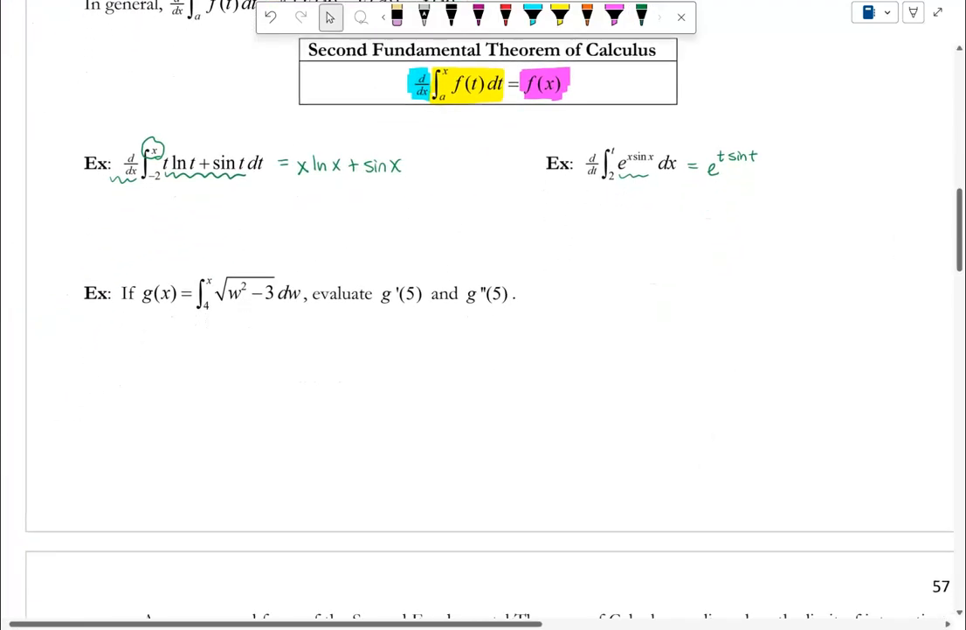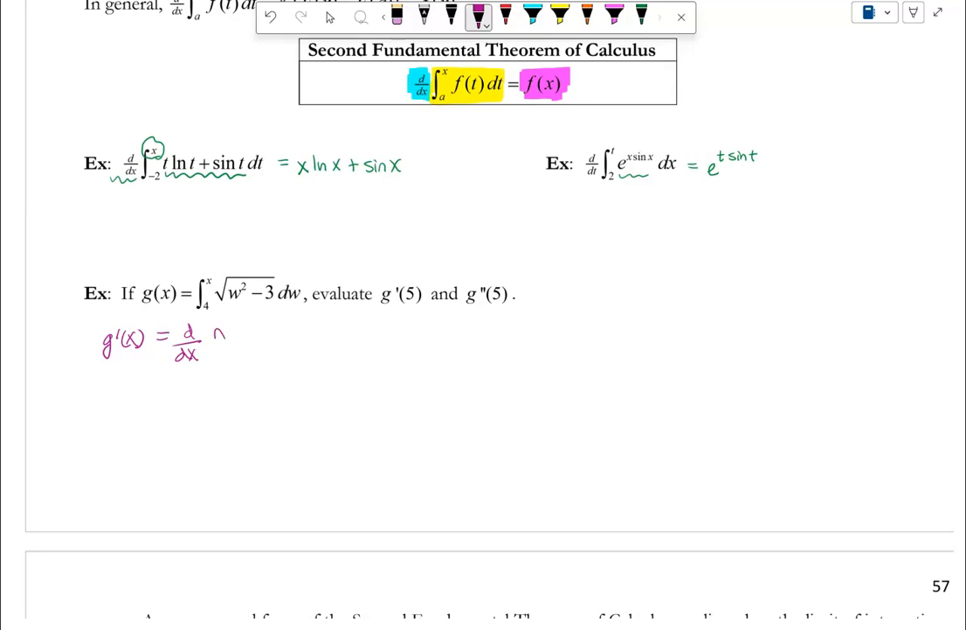All right, for the last example on this page, we're given this function g of x. It's an accumulation function, and we're asked to evaluate g prime of 5 and the second derivative, g double prime of 5. So first, let's find g prime of x. Well, I see that I am taking the derivative of this function, right? If I want the derivative of g, that's the derivative with respect to x of the accumulation function. So g prime of x is just the square root of x squared minus 3.